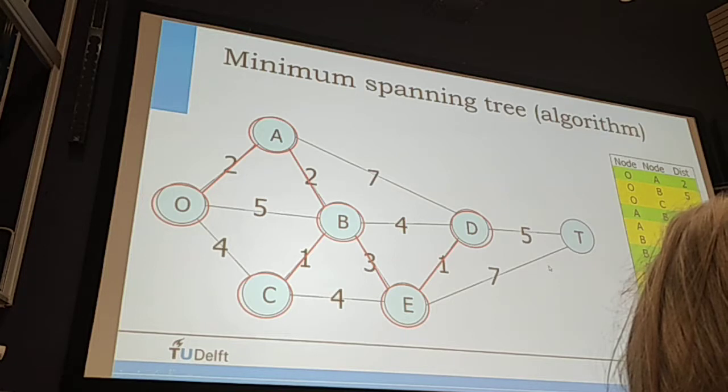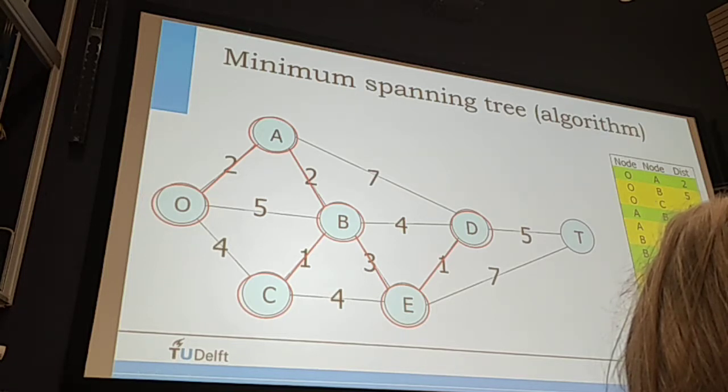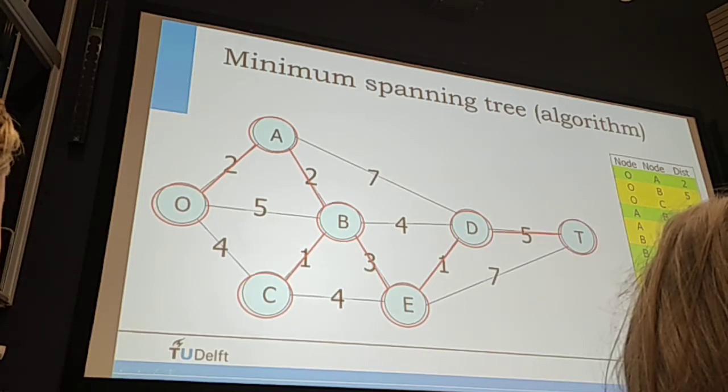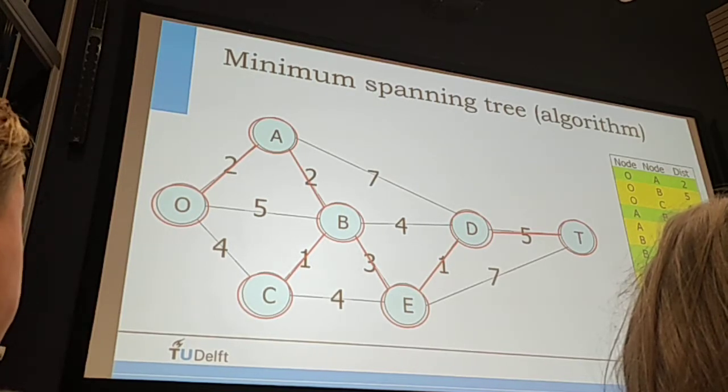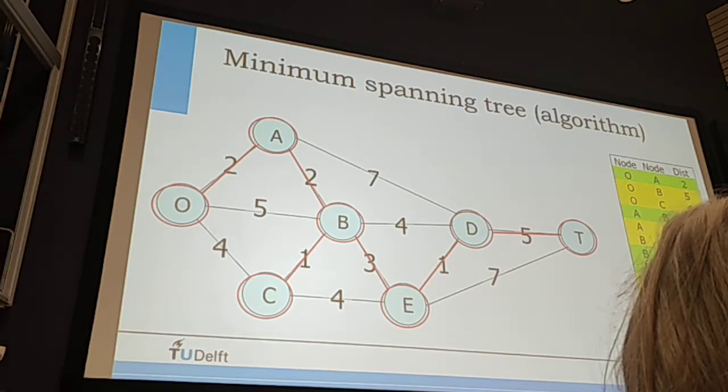And then the only one still available is T. If we look here, a distance of 5 is the closest connection to T. So we take this one, and now we have our minimum spanning tree. If you add up all the distances of these links, we get the total distance we need to connect this. So what does this mean?